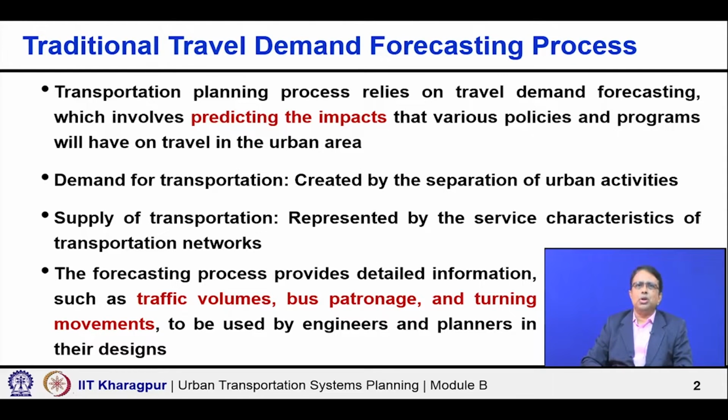Now, the travel demand forecast from the overall transport planning process is, as I said, the key. This travel demand forecast provides detailed information for various work. For example, we can understand how much traffic volume will come on a particular link, and thereby we can compare whether the link capacity, or the number of lanes in that link, is adequate to serve the demand with the expected level of service.